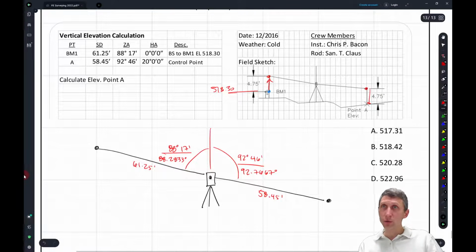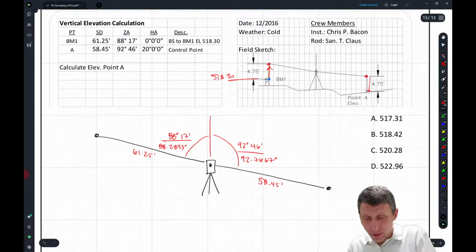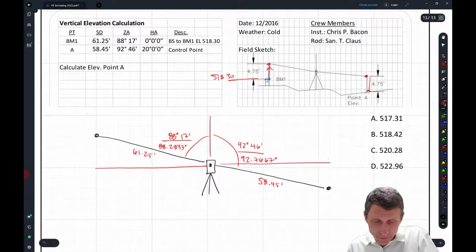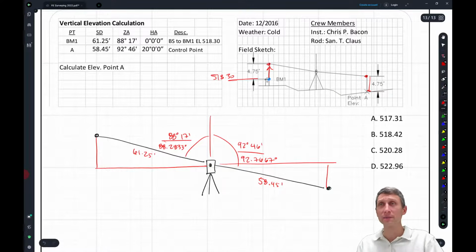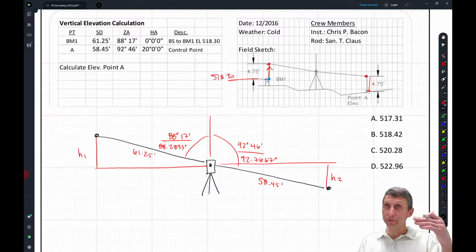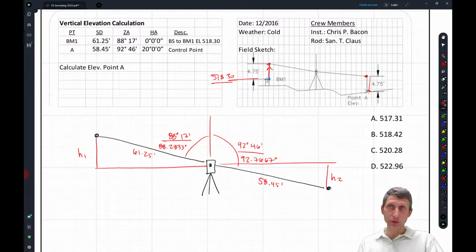Next, I'm going to figure out some basic trig. We started with basic trig, and we're going to end with some basic trig. If this is my height of the instrument, what do I need? Essentially, I need two heights: height 1 and height 2. If I can get those two heights, my final height is just 518.30 minus h1 minus h2.